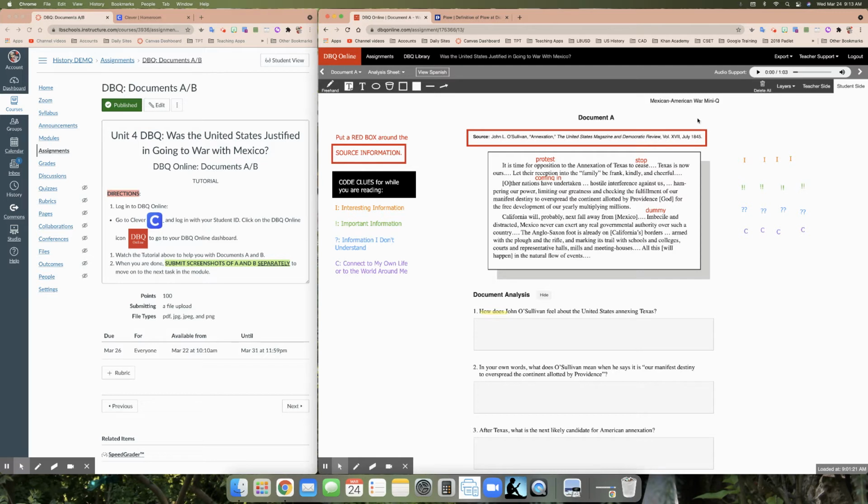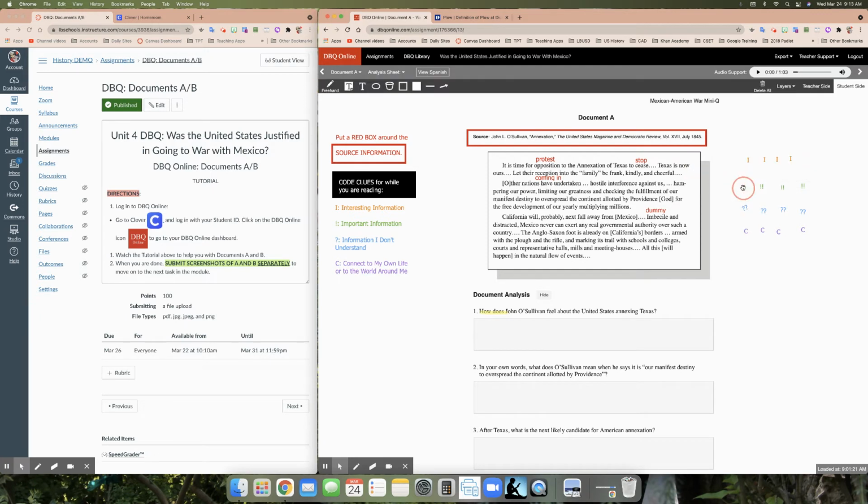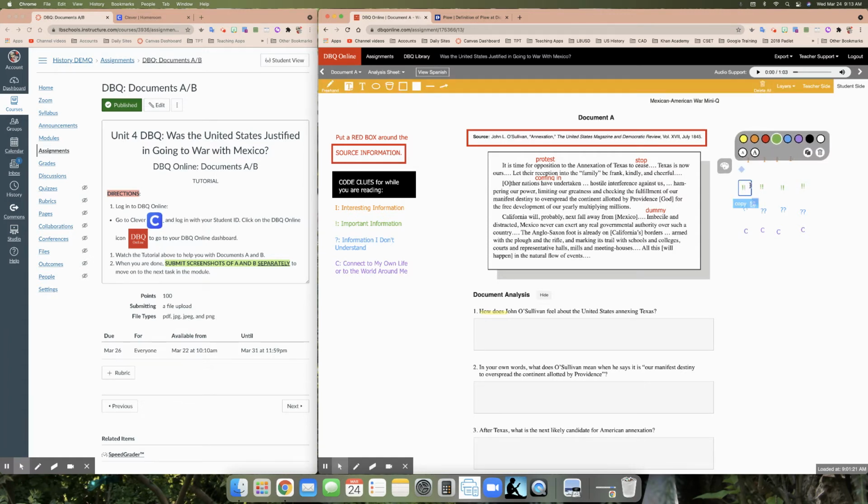So let's look at our code clues. Things that I found important. Let's start with interesting. So he's saying Texas is now ours. Actually, it's not really interesting, it's more important. So let me use this here. Texas is now ours.